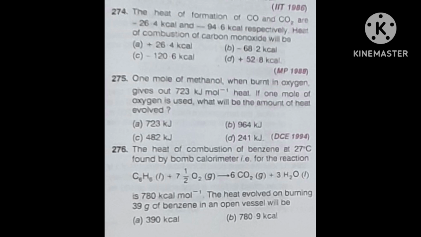Its correct answer is minus 68.2 kilocalorie. How? Now I am telling you. Keep pen and paper with you and write only the important things. After that you can do the simplification. Now listen carefully and note down the important points.